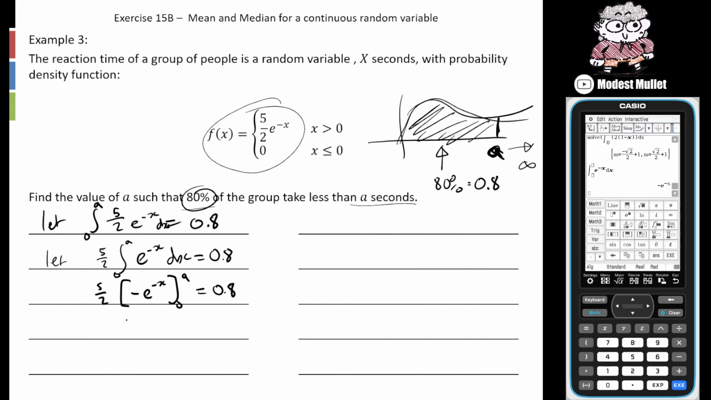Let's get rid of that fraction first. We're going to multiply by 2 over to the other side and divide by 5. So we get negative e to the negative x from 0 to A is equal to 0.8, and 0.8 is the same as 4/5. So I'm going to times that by 2 and then divide by 5, so we get 8 on 25.